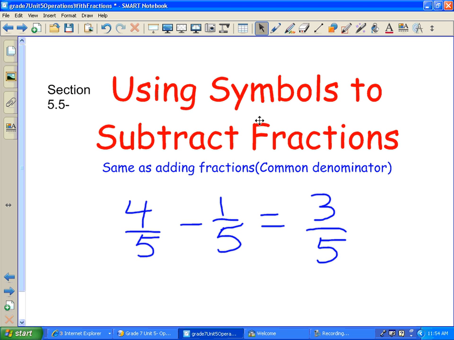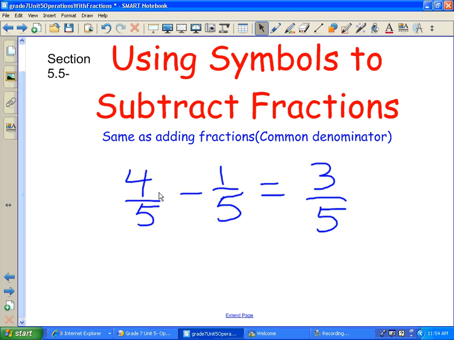Section 5.5, using symbols to subtract fractions. This is exactly the same as when you're adding fractions. You need to find a common denominator. In other words, the bottom needs to be the same in order for you to subtract. So let's look at this one here.